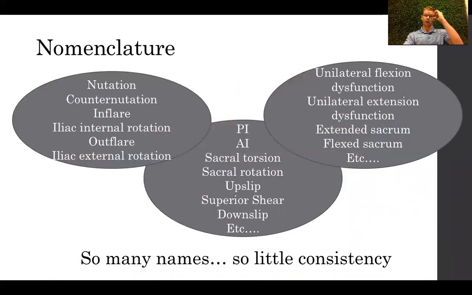A little bit on nomenclature. One second, the computer is low on battery.